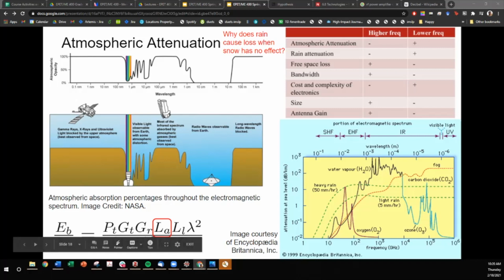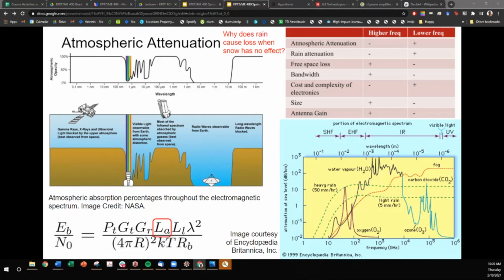Oh, actually, okay, good. This does make sense. So higher frequency signals, as you see here, if you go up in frequency, there's much more attenuation. I was, for some reason, thinking about wavelength, which are inverse. So lower frequencies will get through the atmosphere more. High frequency signals will get through free space loss and transmit more data. Lower frequency has less cost and complexity in the electronics, but high frequency can reduce the size of the antenna and also has advantages when it comes to antenna gain.